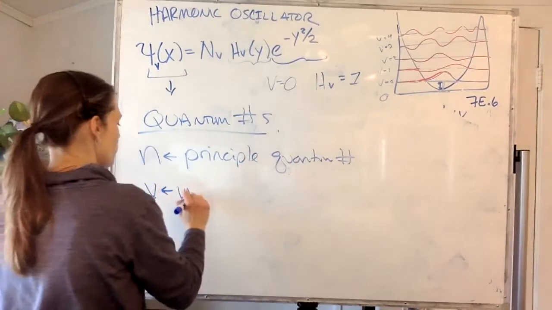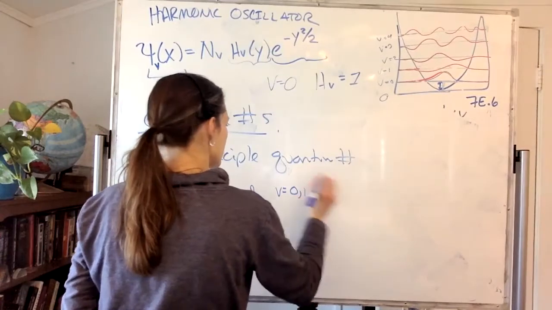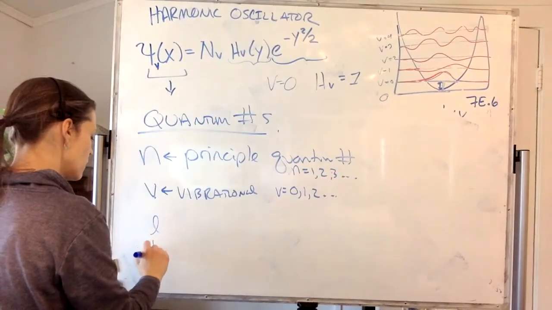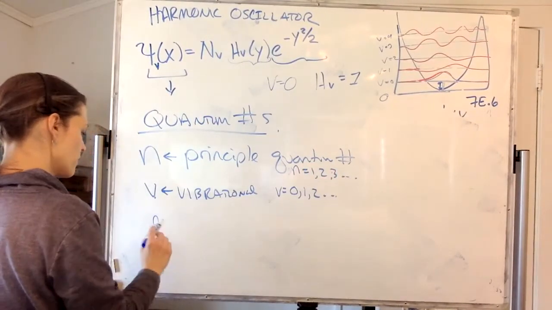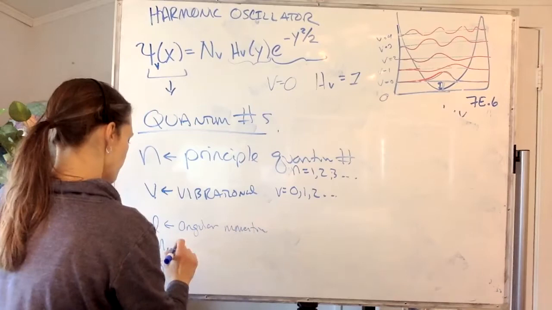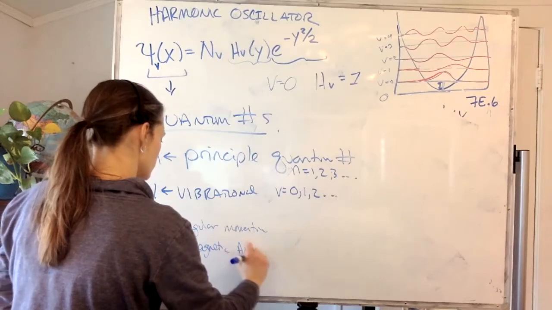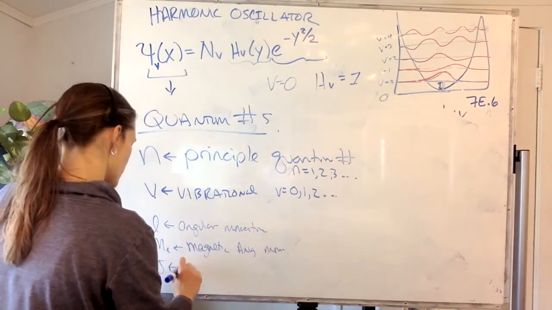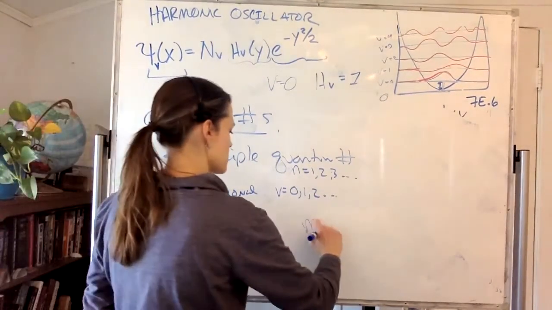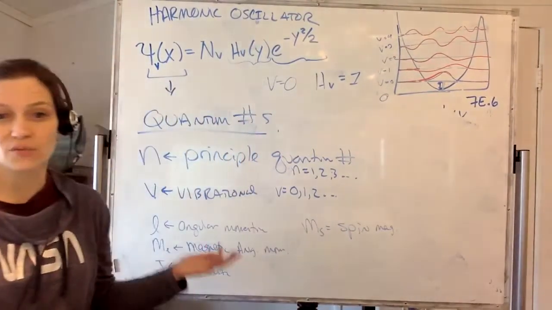We've got V, which is the vibrational quantum number. And so V can equal 0, 1, 2, and so on. N can equal 1, 2, 3, and so on. We're also going to have L, M sub L, and J, where L is the angular momentum. M sub L is the magnetic angular momentum. And then J is the rotational. And then we're going to have M sub S, which is equal to the spin magnetic. And there's also an S, which is the spin.